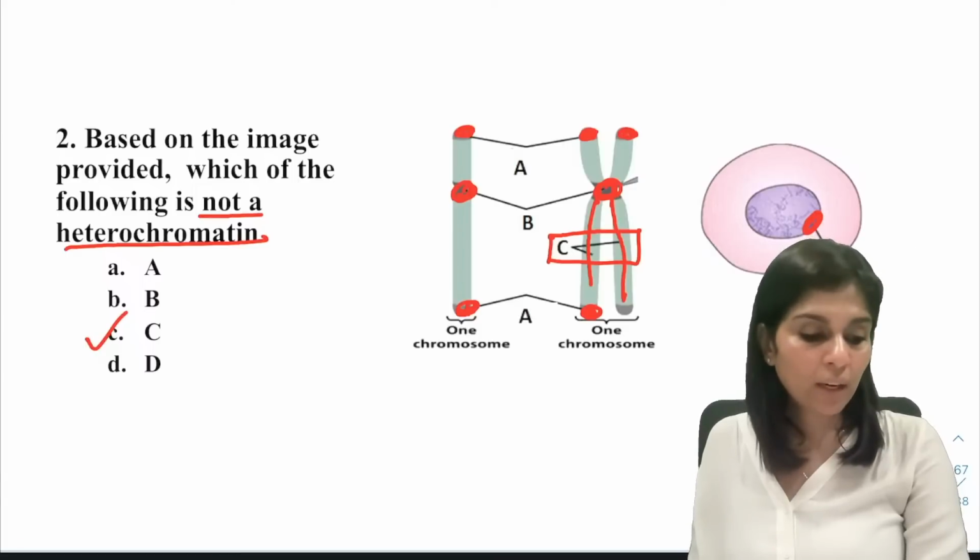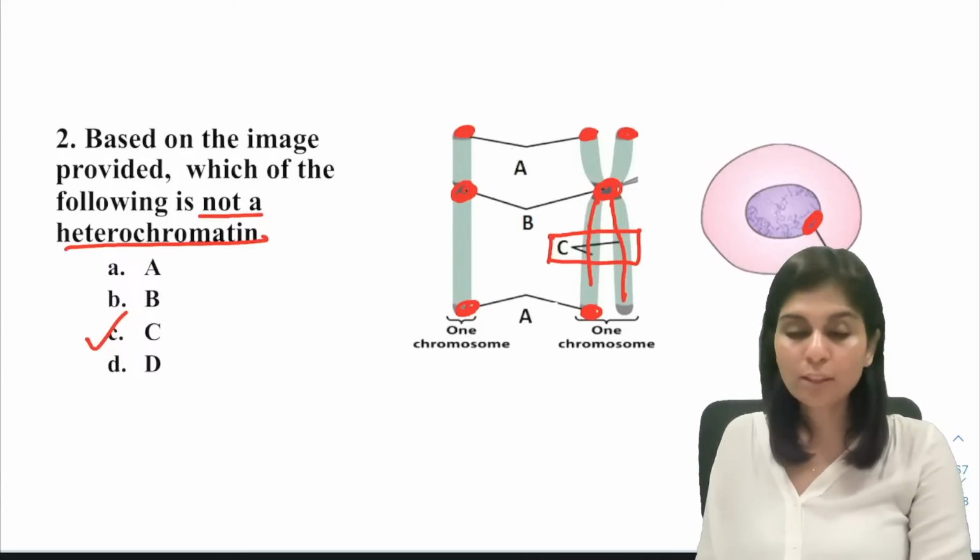But let me tell you about types of chromatin. I'm going to tell you about that now. Come on, 600. Listen to this. That's what I'm going to tell you now.